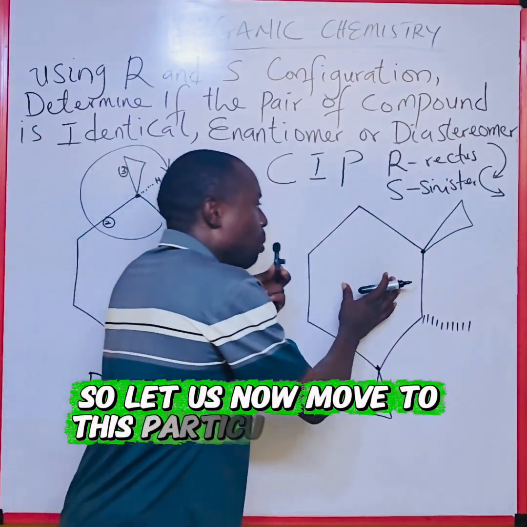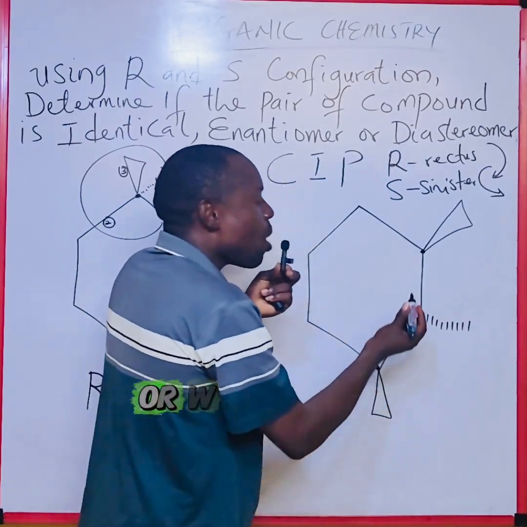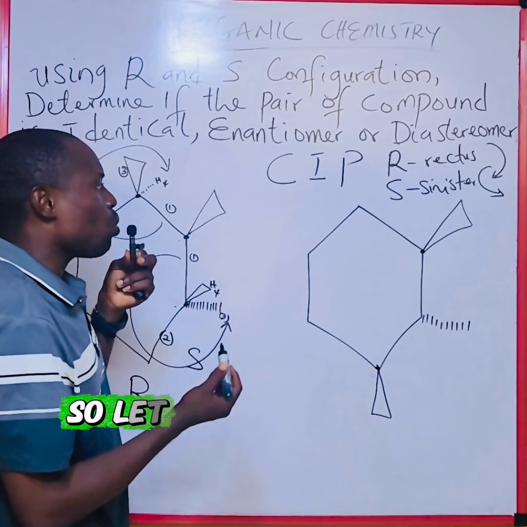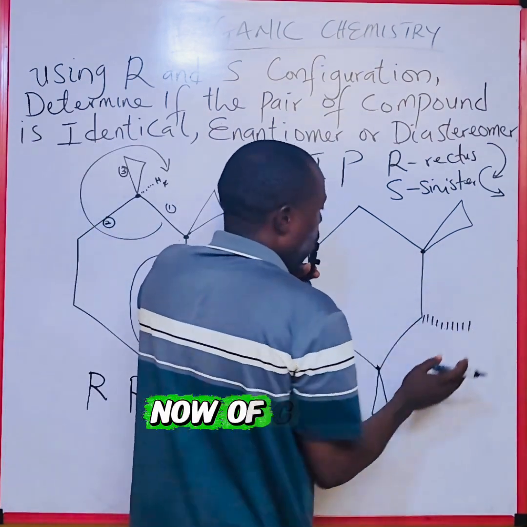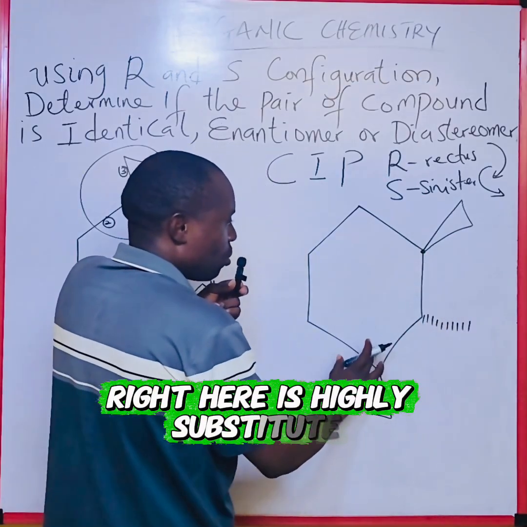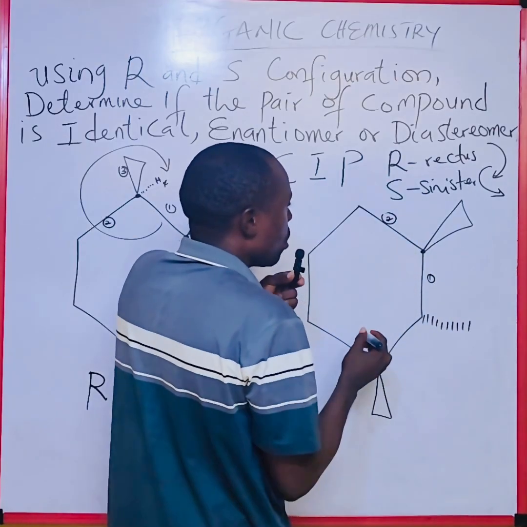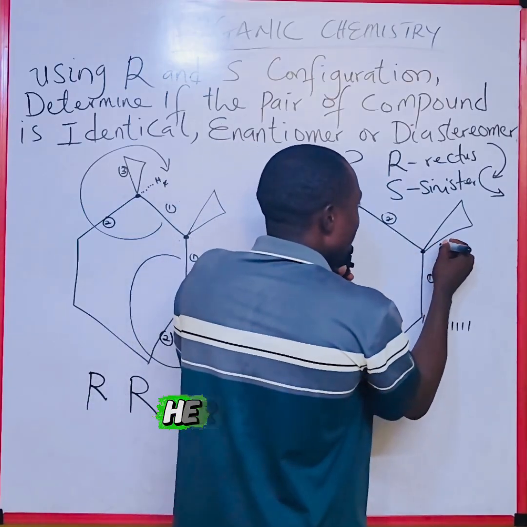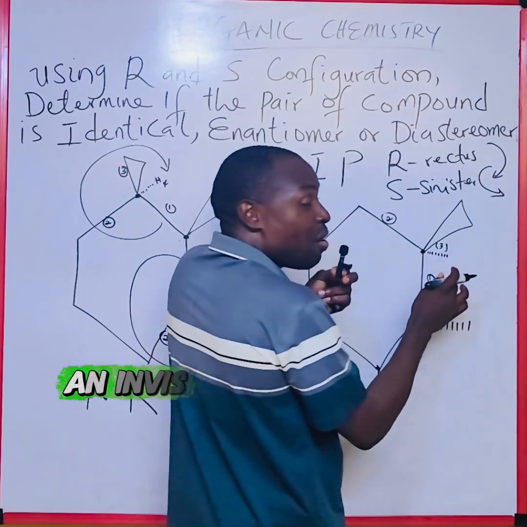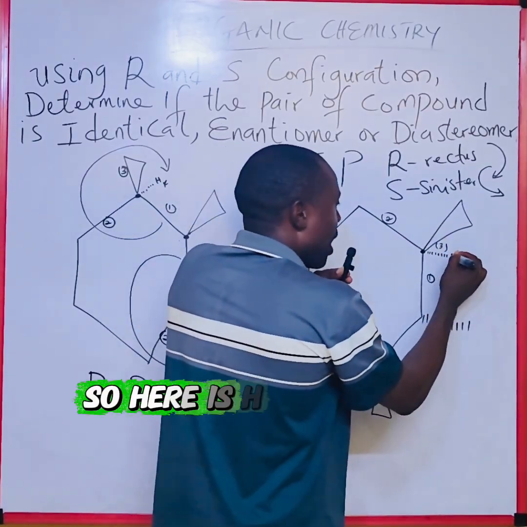So let us now move to this particular one here, knowing fully well that we have one chiral carbon here and another chiral carbon here, or one stereogenic center here and another stereogenic center here. So let us work on it too. Of course, here is highly substituted, right? Here is highly substituted. So here we take 1, here we take what? 2. Here is 1, here is 2, here is 3. There is, of course, an invisible bond here to make this carbon 4, because 1, 2, 3, 4. So here is hydrogen. So here we take 4.